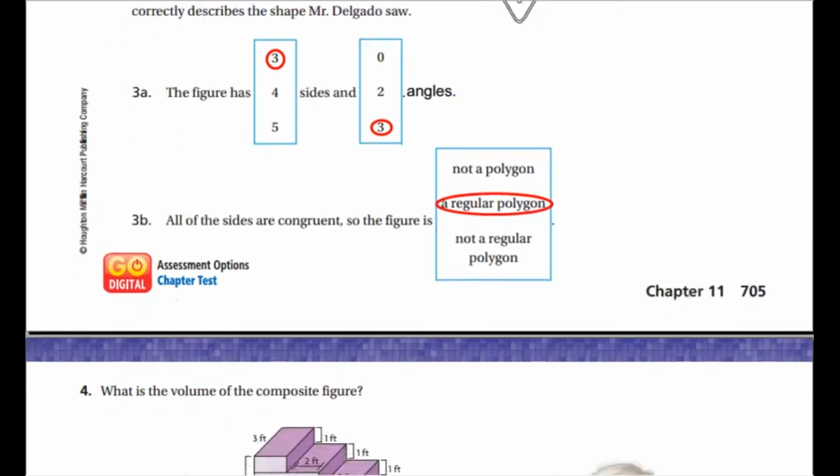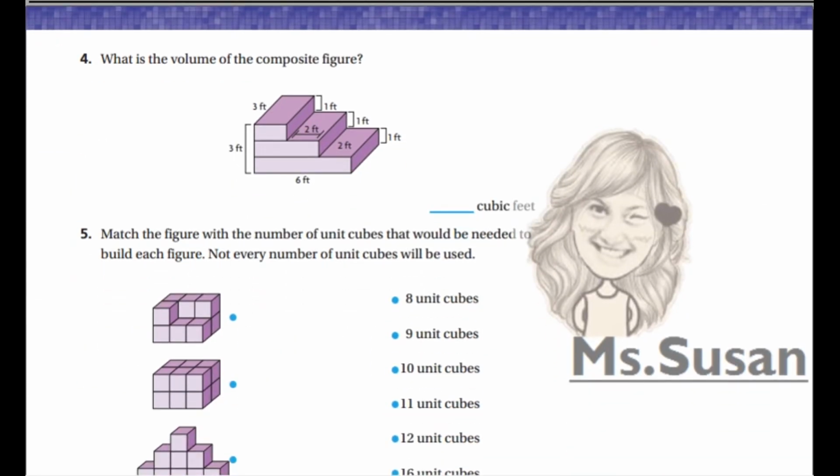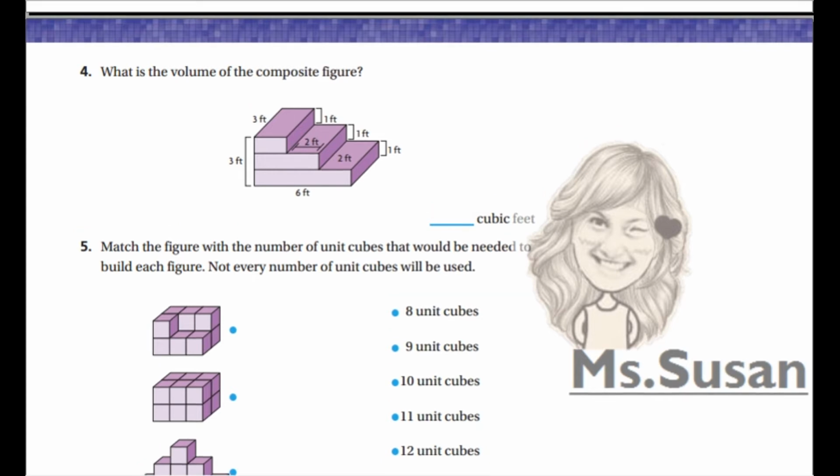Okay, grade 5. Let's move to the next question. Number 4. What is the volume of the composite figure? And we said the volume, remember the formula for the volume, V is equal to L times W times H.